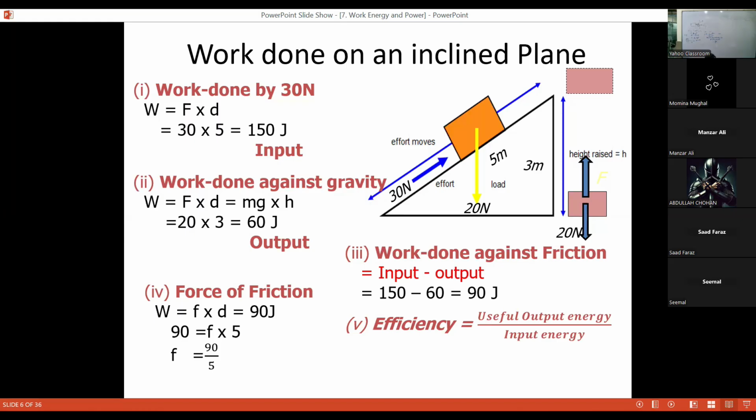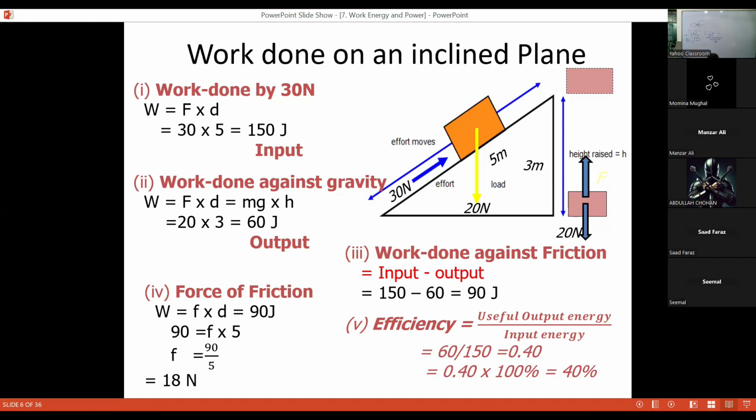When it asks about efficiency, it is output over input, whether it's energy or power. If it's energy, useful output energy divided by input energy. अगर वो आपको पावर कैलकुलेट करवाता, आउटपुट पावर डिवाइड बाय इनपुट पावर से भी हम एफिशिएंसी निकाल सकते हैं. तो एफिशिएंसी बेसिकली मींस आउटपुट ओवर इनपुट. 60 divided by 150 is your efficiency, 0.4. The 0.4 fraction gives you efficiency. But if you want it in percentage, multiply it with 100% and you will get the answer in percentage.